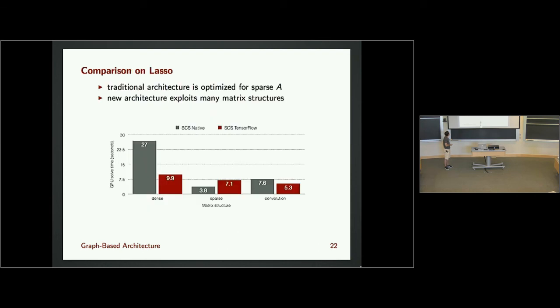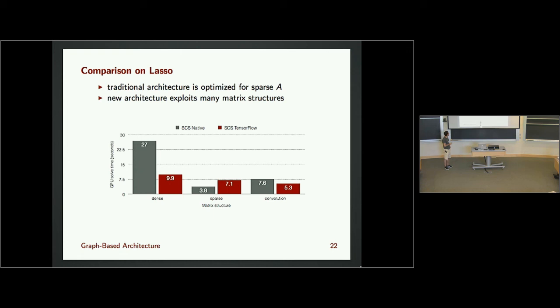And these are the results we get on a GPU for different types of A. All these A's are the same dimensions, I think 6,000 by 12,000, and then they have different structures. For dense A, we see on the GPU a large benefit over the GPU version of SCS, about 3x. And that's expected because that's the operation that's best suited for GPU execution.